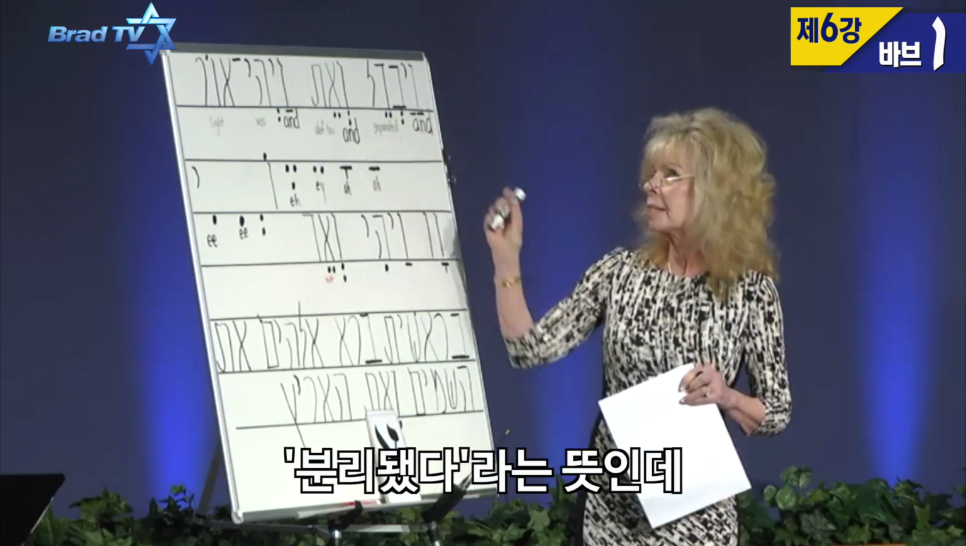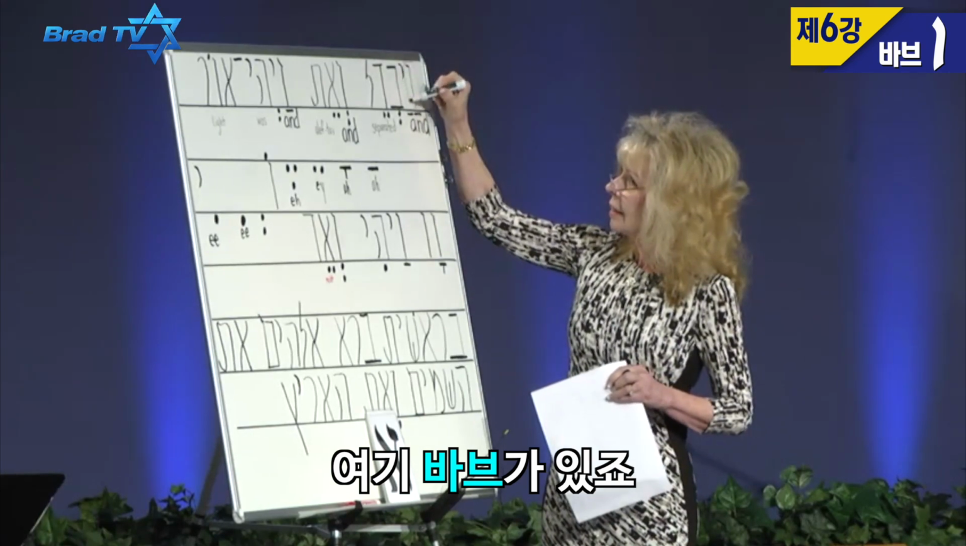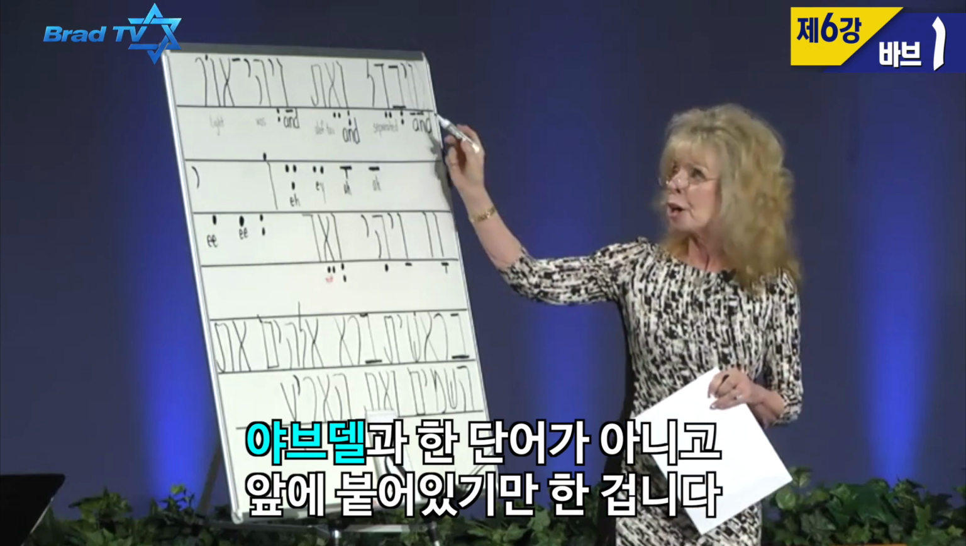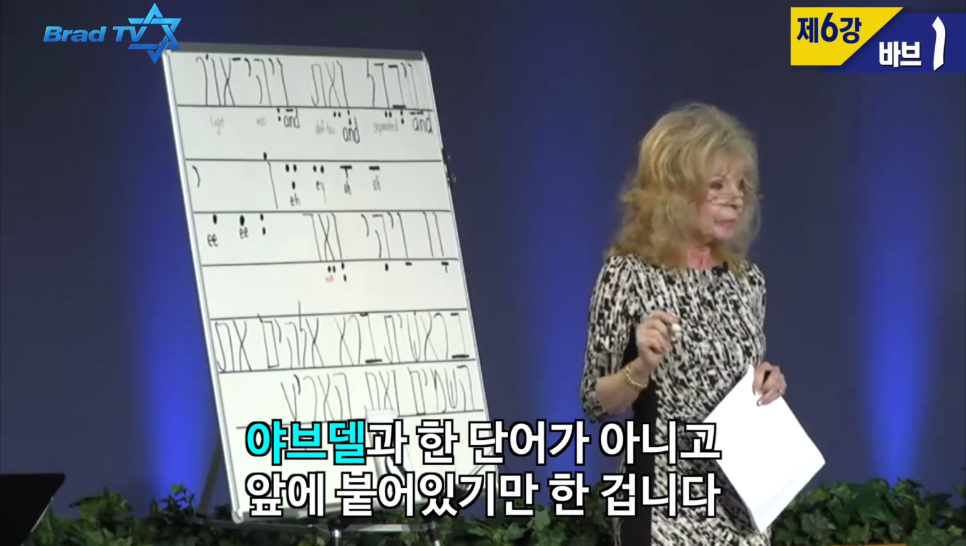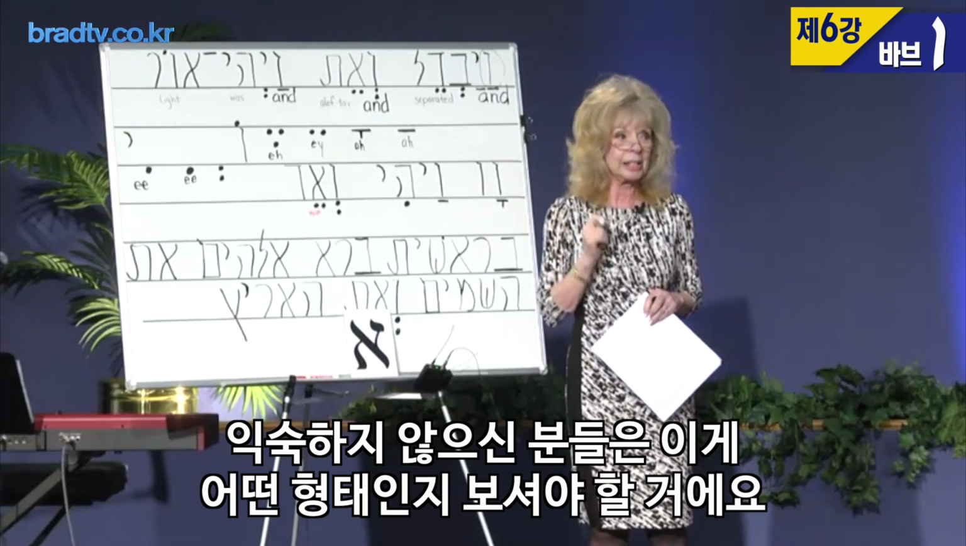Here's the word va-yav-del. It means separated. But see this vav right here? It means and. It's not really part of the word yavdel, but it's attached to it. So we're not used to that. So I want you to see how it works.